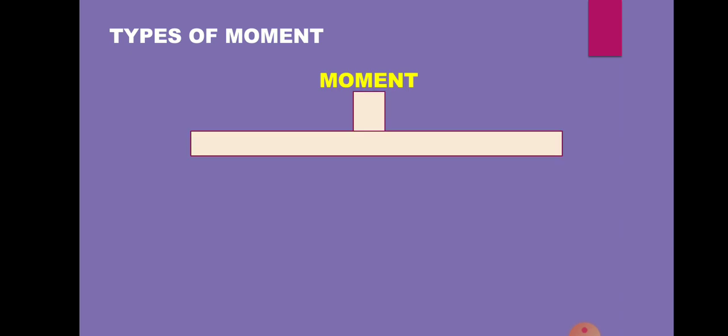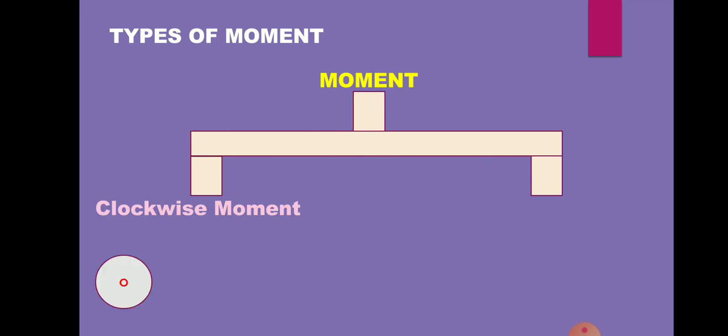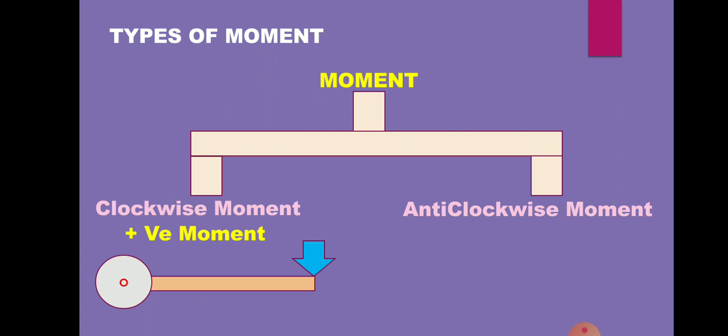Now we look at the types of moment. Moment is broadly classified into two categories. The first one is clockwise moment. Let us see it graphically. We have a pivot on which a bar is placed and the force is applied in the clockwise direction. Such a moment is known as clockwise moment and is always denoted as positive moment. The second one is anti-clockwise moment.